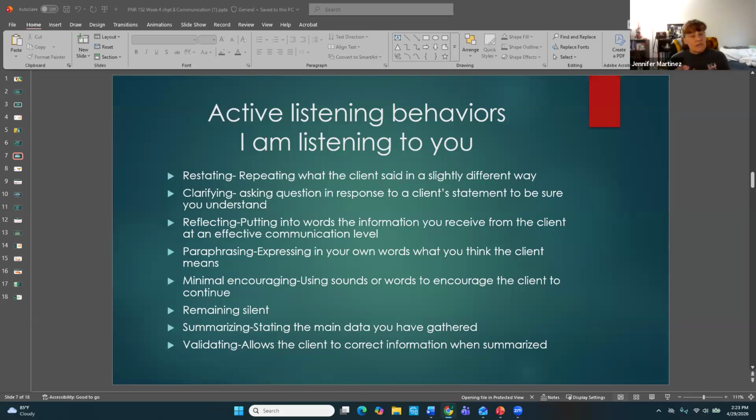And then validating allows the client to either say, yes, all of that is correct, or no. Okay. It's not a 7 out of 10. Maybe it's an 8 out of 10. Okay. So you're going to summarize the information and then they're going to be able to validate that information back to you to make sure that you heard what they said correctly.